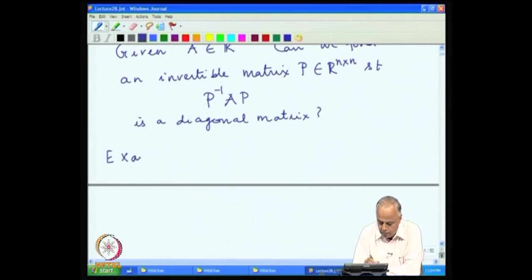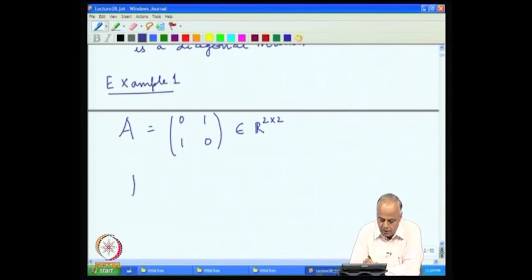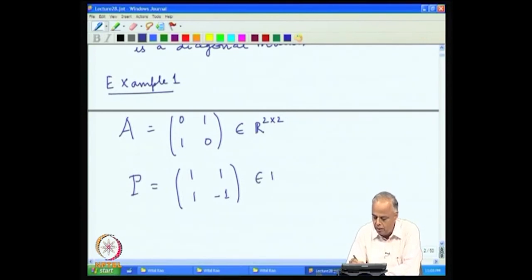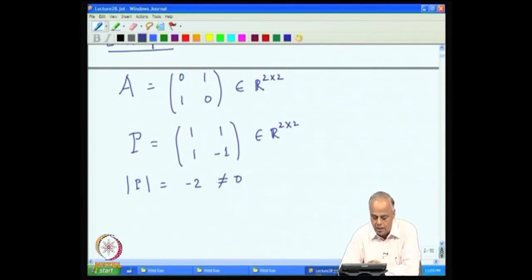First example, let us take the 2 by 2 matrix 0, 1, 1, 0. So, it is a real 2 by 2 matrix. Now, consider this matrix P. We shall see later how we found this P: 1, 1, 1, minus 1. This is clearly in R^(2×2). And the determinant of P is minus 2, which is not 0. You have learnt in earlier classes that the matrix P is invertible if the determinant is not 0. Hence, P is invertible.